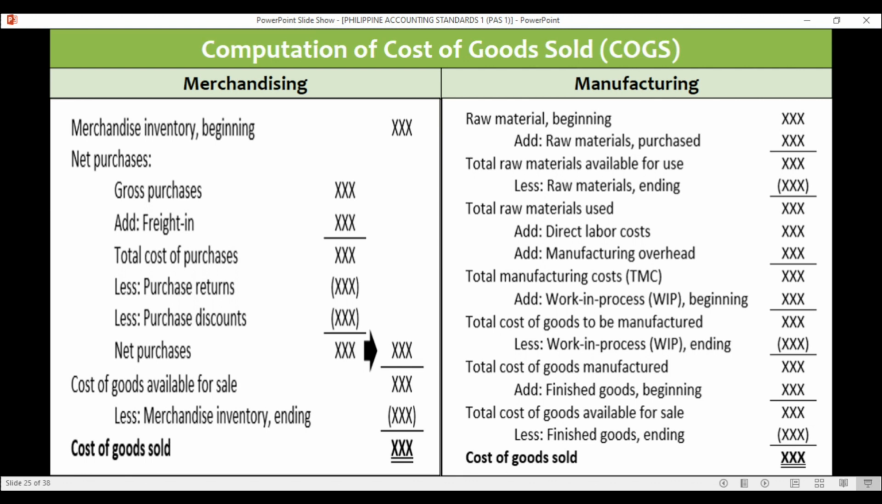Then add the work in process inventories beginning, or goods still in process, we can have the total cost of goods to be manufactured, less the work in process ending. Then we can have the cost of goods manufactured, then add it with the finished goods beginning to arrive at the cost of goods available for sale, then less the finished goods ending, we can have the cost of goods sold.